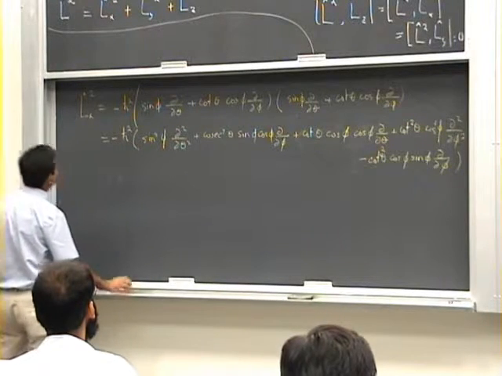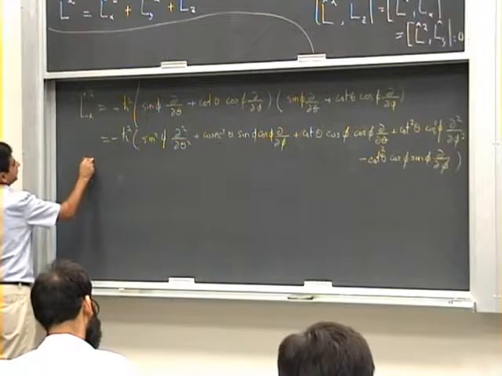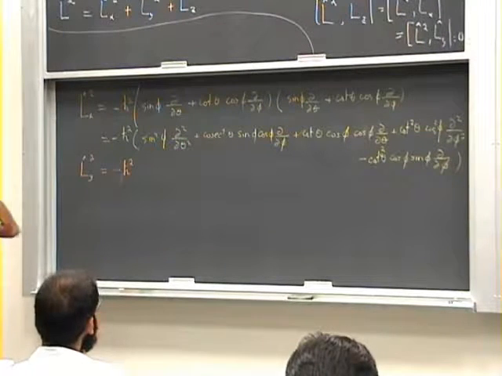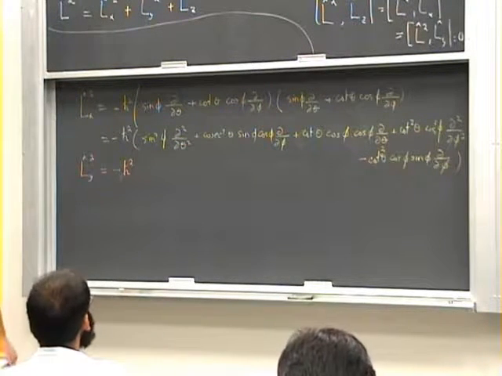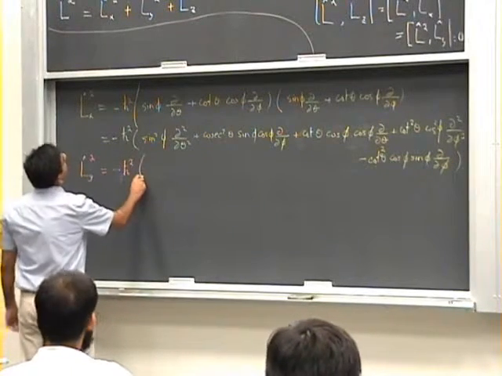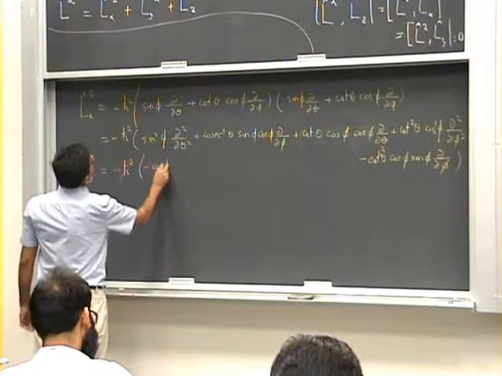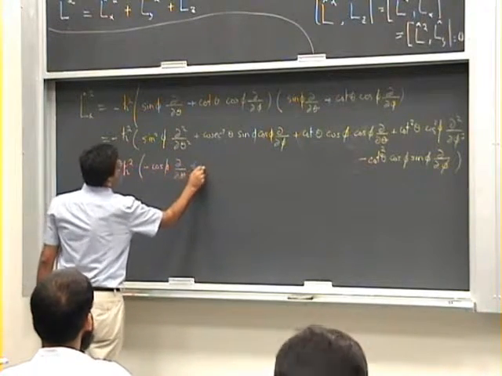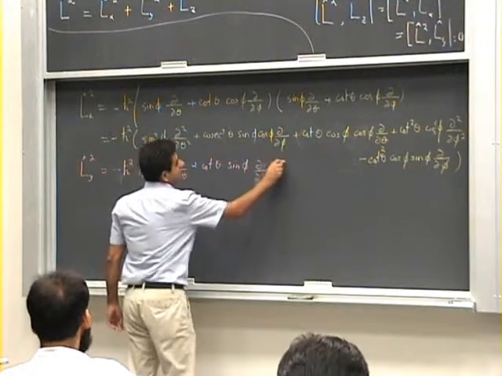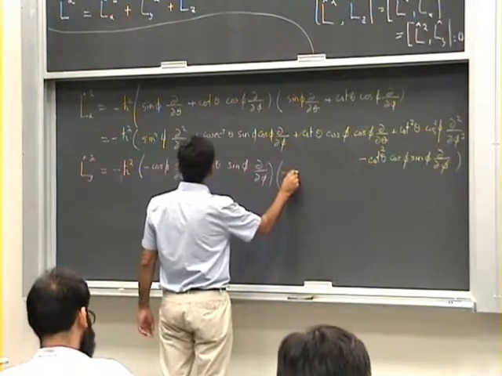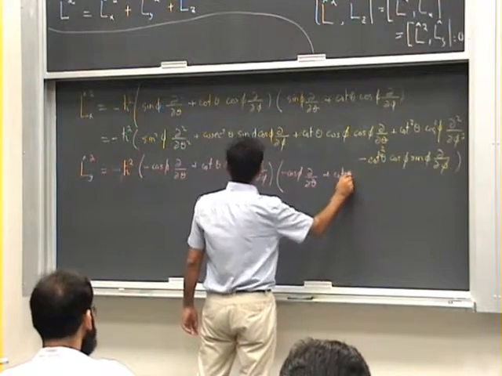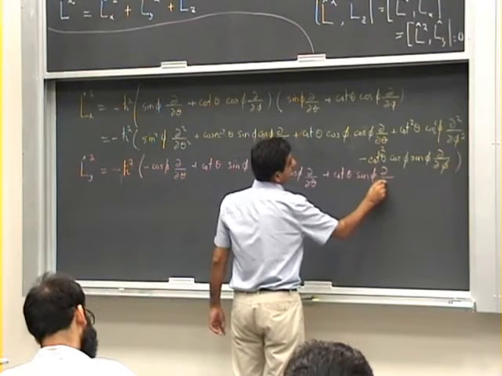Likewise, I can write down Ly hat square. Ly hat square is minus h bar square Ly acting on itself. Now what is my Ly? Ly is written over there. So I have minus cosine of phi partial theta plus cotangent of theta sine of phi partial phi acting on itself: minus cosine of phi partial theta plus cotangent of theta sine of phi partial phi.